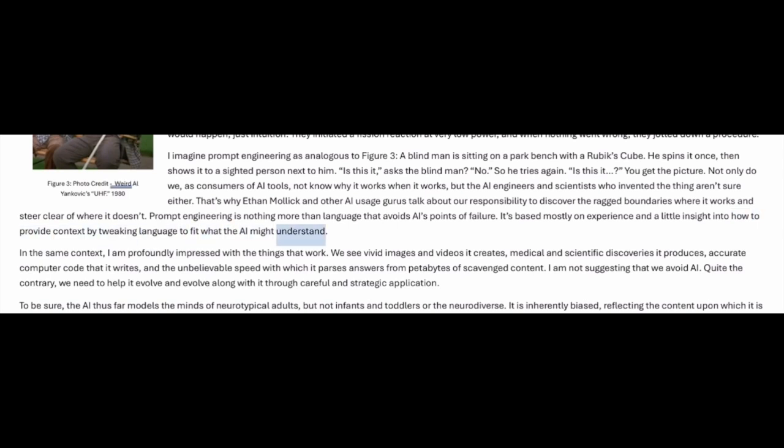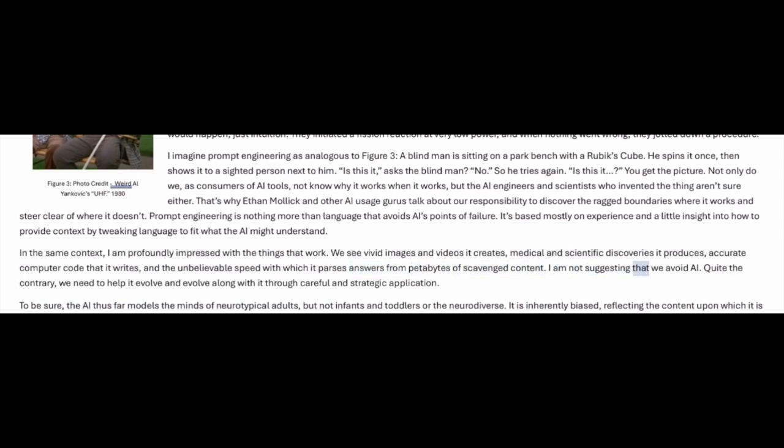In the same context, I am profoundly impressed with the things that work. We see vivid images and videos it creates, medical and scientific discoveries it produces, accurate computer code that it writes, and the unbelievable speed with which it parses answers from petabytes of scavenged content.